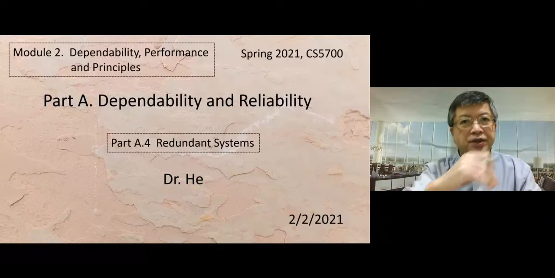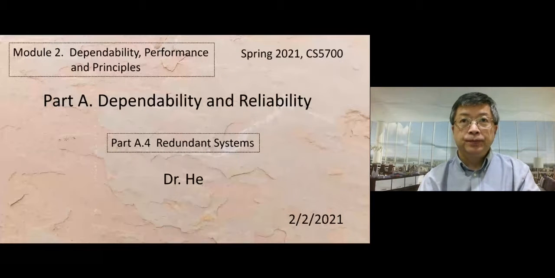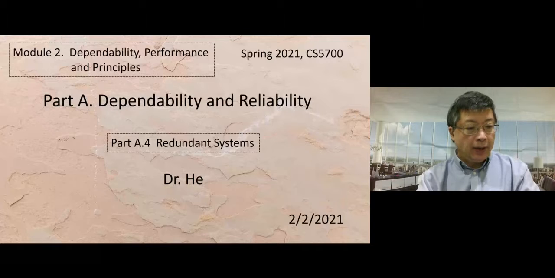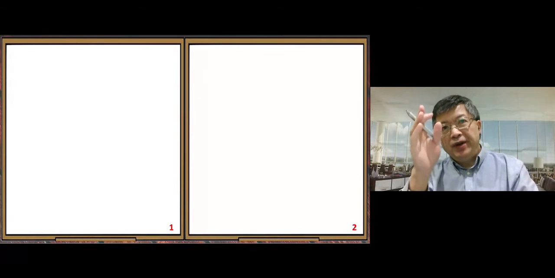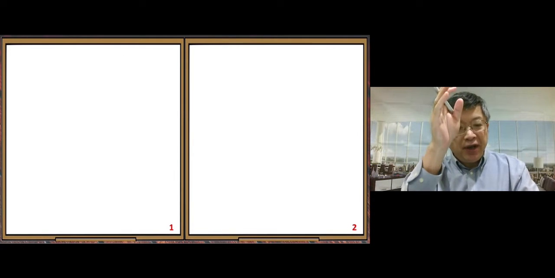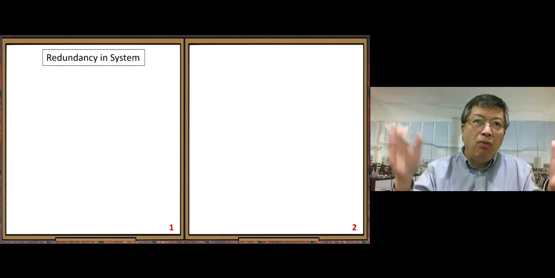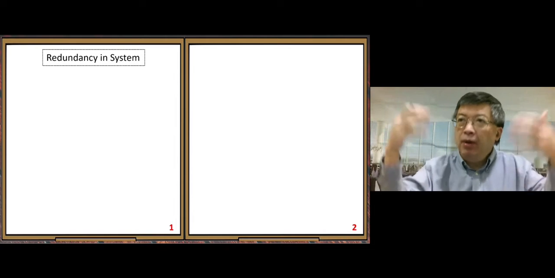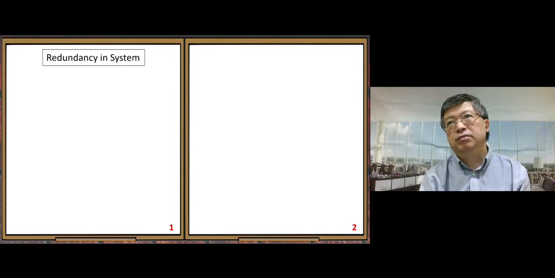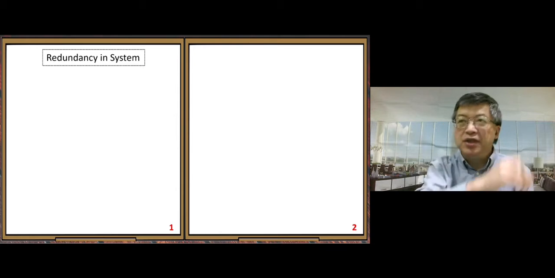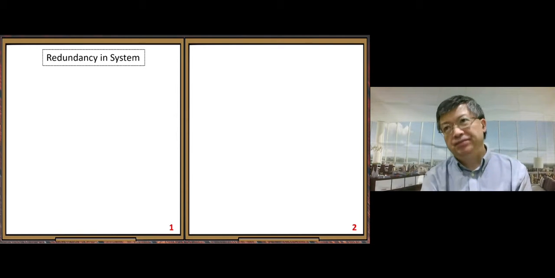8.4 redundant systems. All right, so in this part, let's look at the redundancy in system. The reason is very simple. We want to make this whole system more dependable, reliable. By adding redundancy, we can get that.